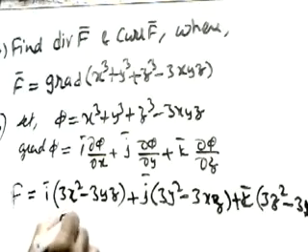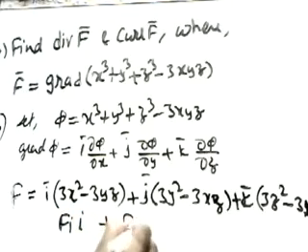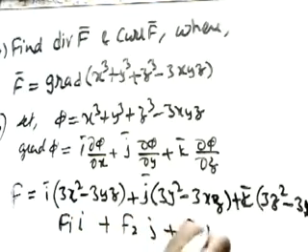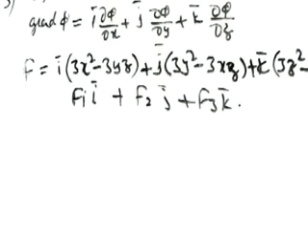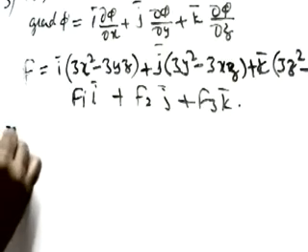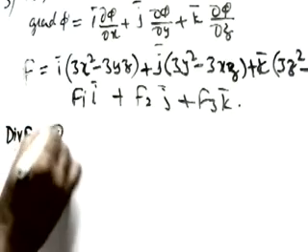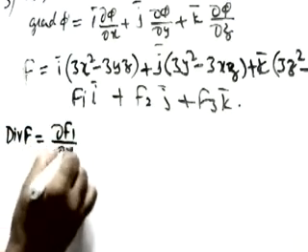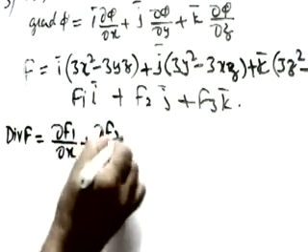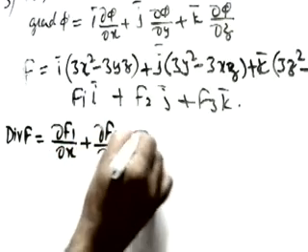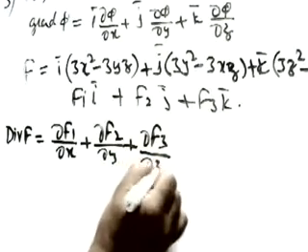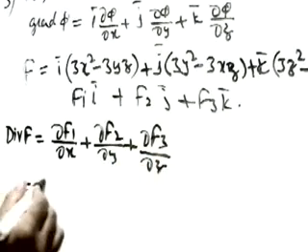Now let me denote this as F1 i plus F2 j plus F3 k. Now what is the first thing? First we have to find the divergence of F. See here, divergence of F, we note this formula as dou F1 by dou x plus dou F2 by dou y plus dou F3 by dou z.